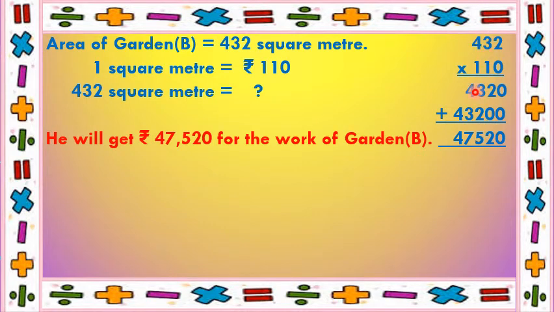Now this one is in hundreds place. So put 2 zeros down. Now 1 2s are 2, 1 3s are 3, 1 4s are 4. Now add these both numbers. So 0 plus 0 is 0, 2 plus 0 is 2, 3 plus 2 is 5, 4 plus 3 is 7 and put this 4 down. So he will get rupees 47,520 for the work of Garden B.